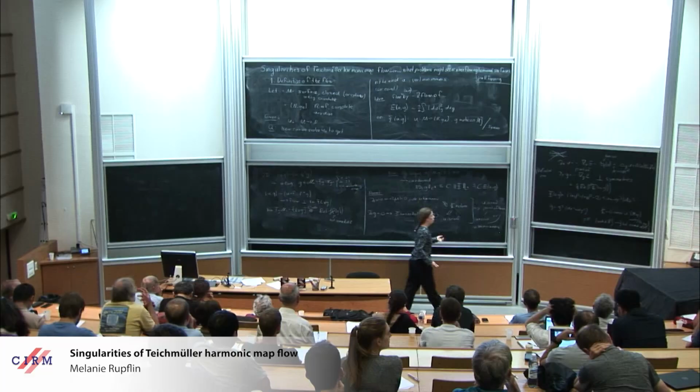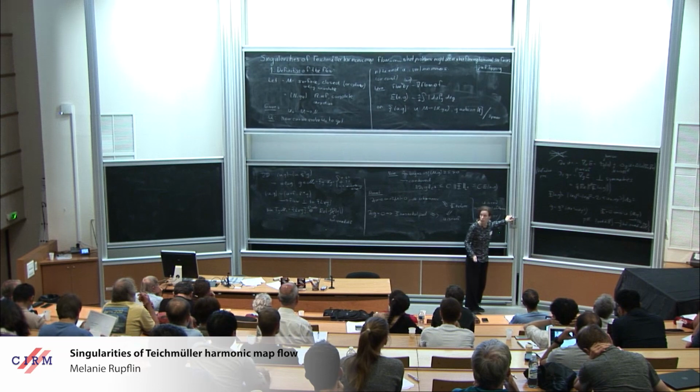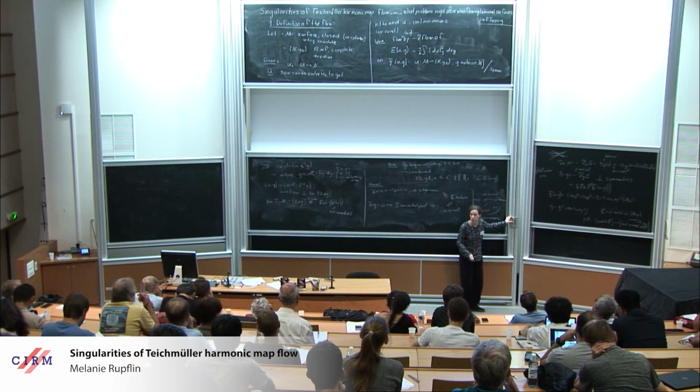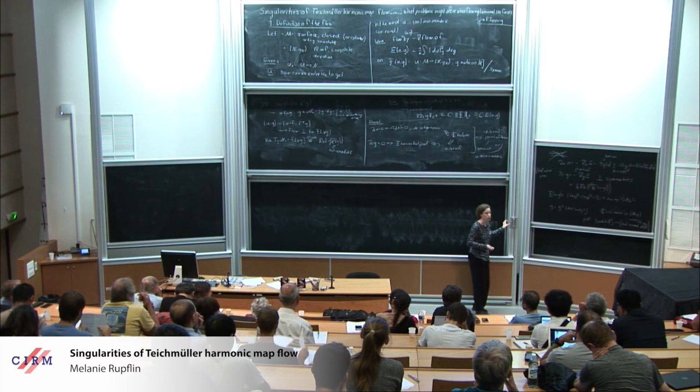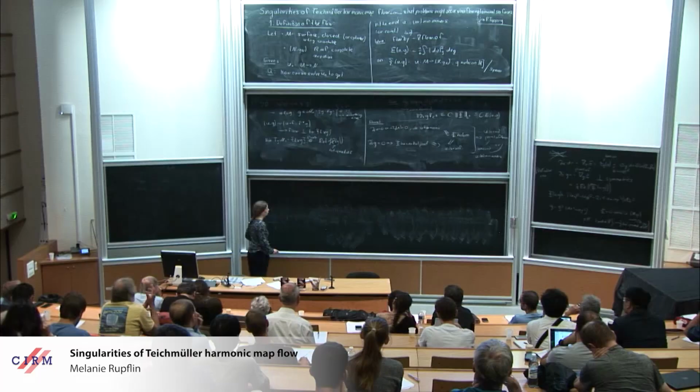And so I want to explain to you first at the rough level, probably with quite a lot of pictures and not a lot of details, what the flow actually does if it runs into singularities, and then how we continue past these singularities. And in the later part of the talk, I then want to focus on some of the more precise descriptions of what's actually going on.